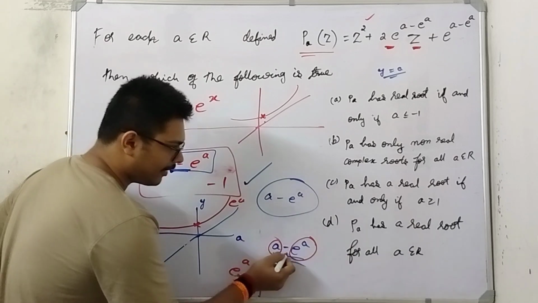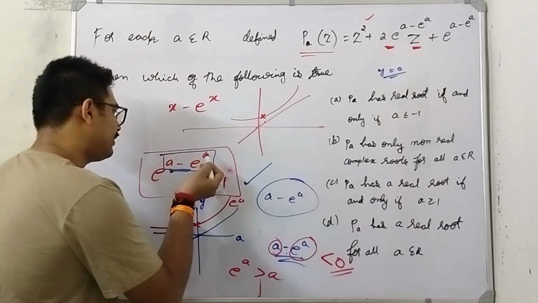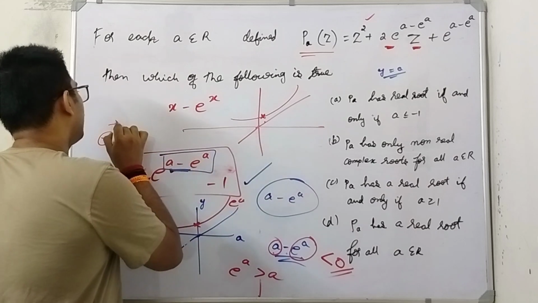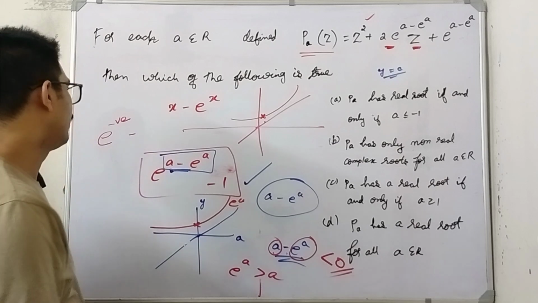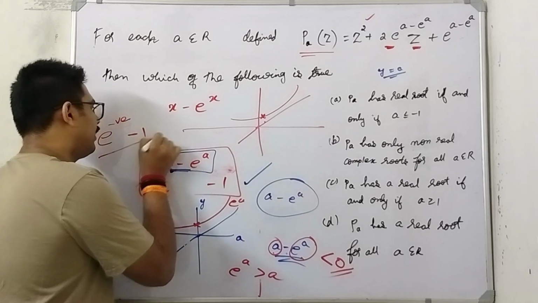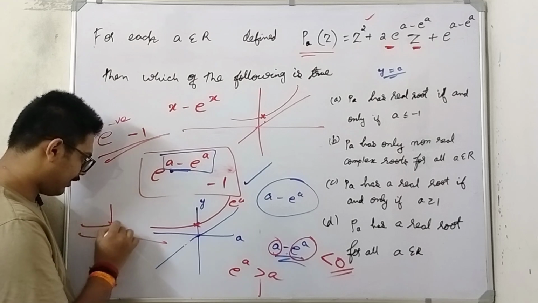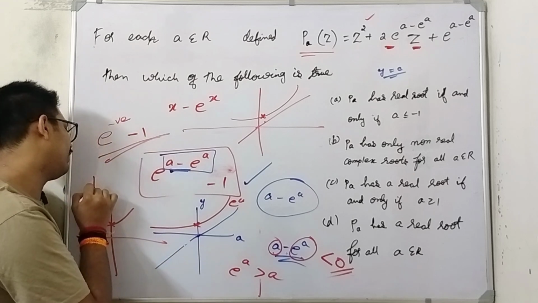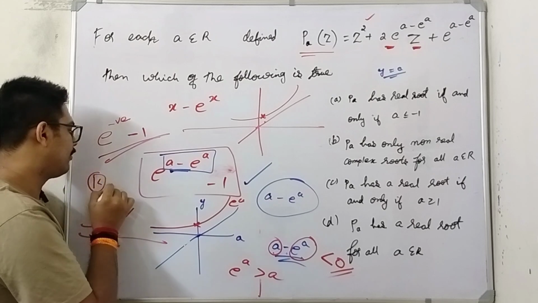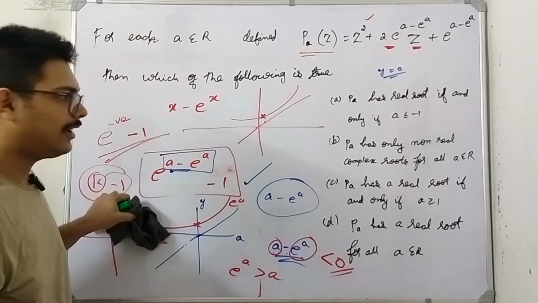Which means a minus e raised to a is less than 0. It is negative. Which means this power is negative. Which means e raised to a negative power, minus 1. E raised to a negative power means what? E raised to 0 is 1. E raised to a negative power will be less than 1, which means a value less than 1. A value less than 1 minus 1 is a negative number.